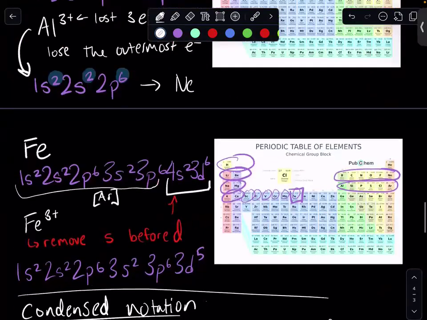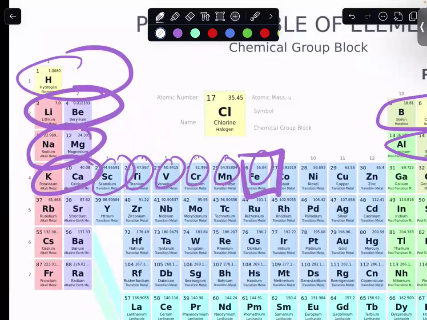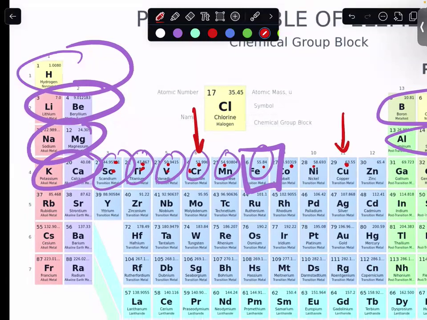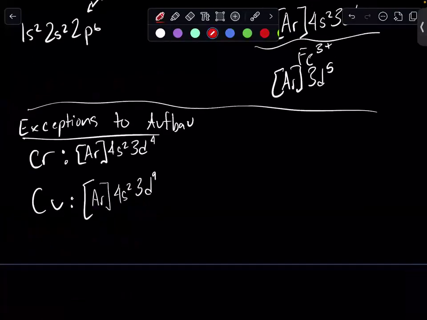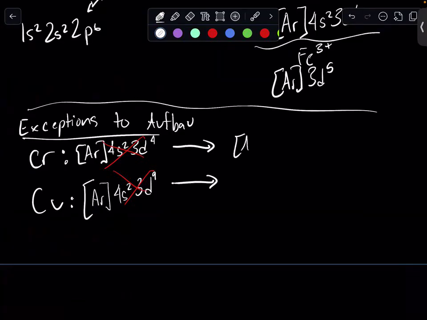So we'll check our periodic table. Copper is right here. So it would be d 1, 2, 3, 4, 5, 6, 7, 8, 9. Yep. And chromium is right here. 1, 2, 3, 4. Cool. Good checks. We like to make sure our work is correct. However, these are not correct. Instead, with these two elements, we write argon 4s1 3d5 for chromium, and for copper, we write argon 4s1 3d10.